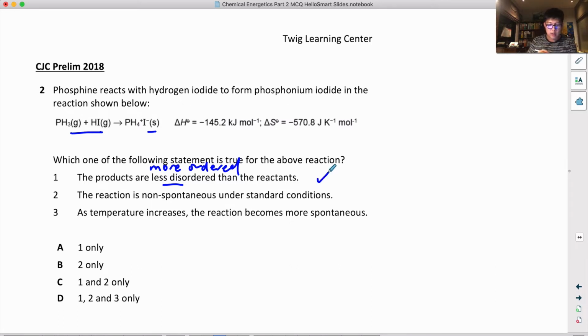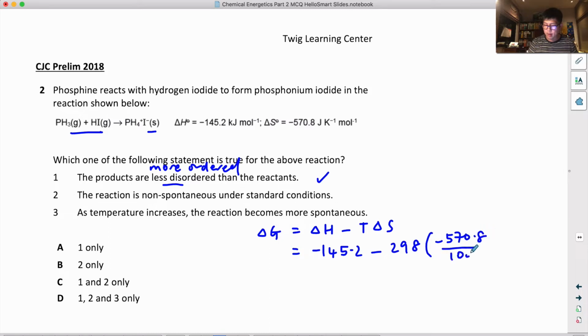They say the reaction is non-spontaneous under standard condition. You need to actually calculate. So let's try to do some calculation here. Change in G is equal to change in H minus T change in S. So change in H is minus 145.2. Standard condition is 298. Change in S is minus 570.8. You need to divide by 1000 to convert it into kilojoules, because this is in joules, right? So press your calculator, you get plus 24.9 kilojoules per mole. So which means it's actually non-spontaneous, right? So this is actually true.